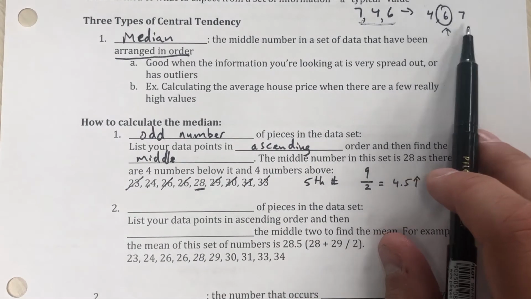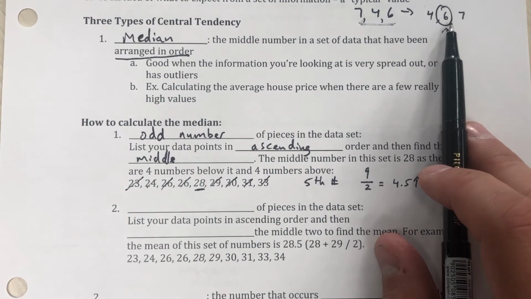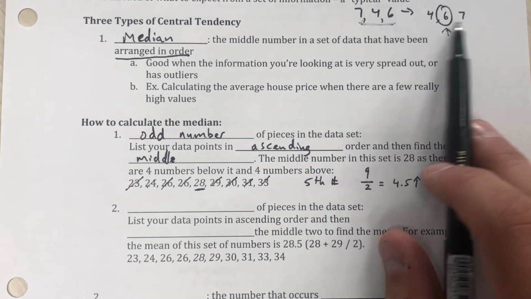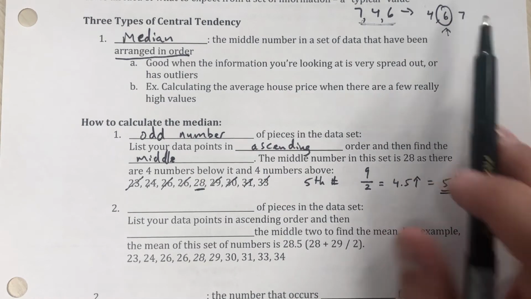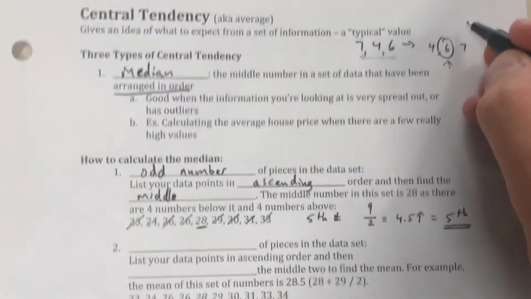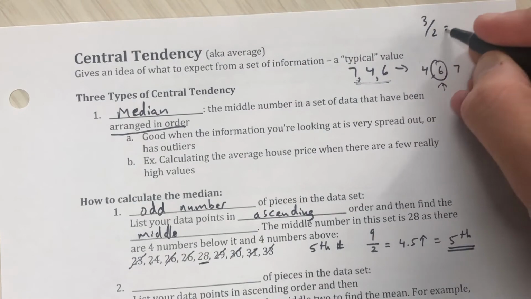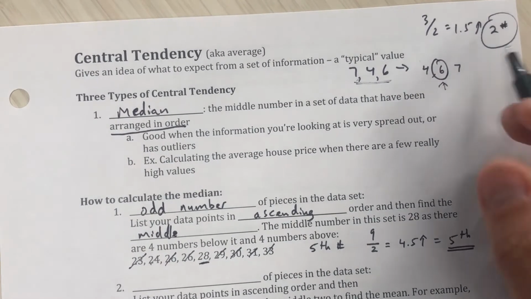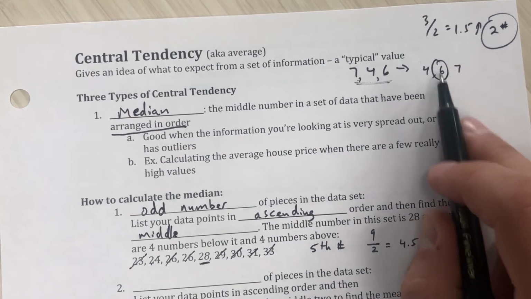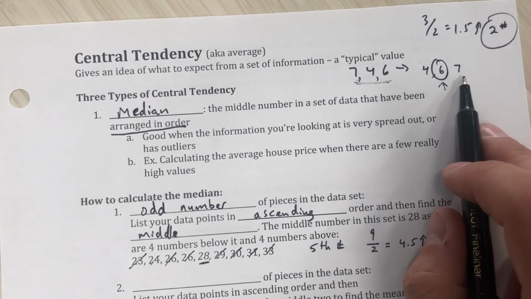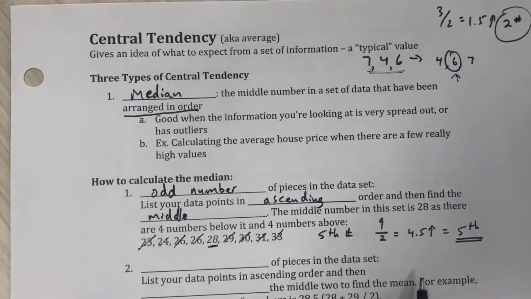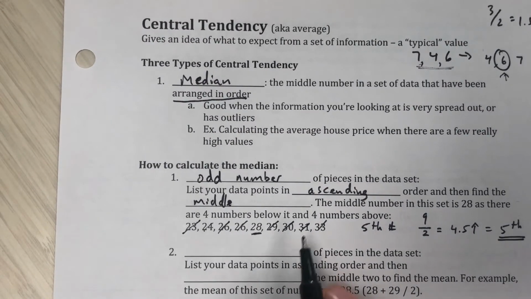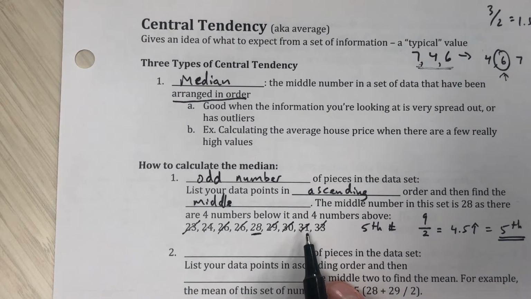Here it's pretty easy. If you just added these up right over here, there's three numbers, so 3 divided by 2. If we looked over here, 3 divided by 2 is 1.5. You round that up, it's the second number. So the second number, 1, 2, this is the middle number. It's very easy to do when there's only 3 pieces of information. It becomes a little bit harder when there's 9 pieces of information. It becomes even harder when there's, say, 35 pieces of information.